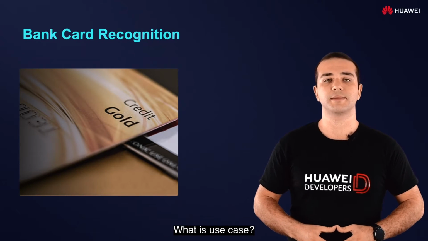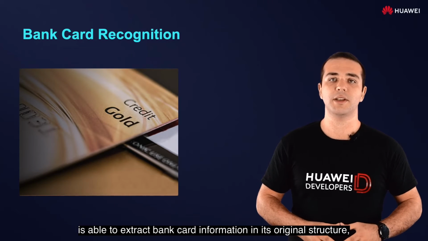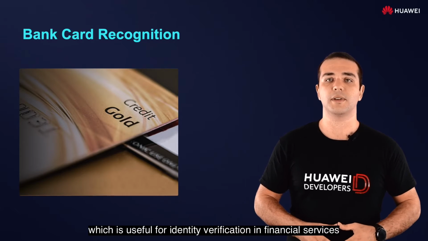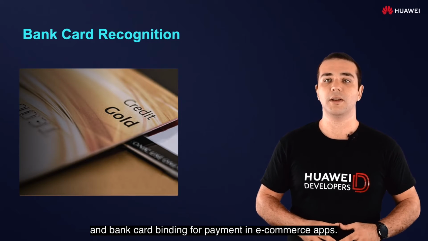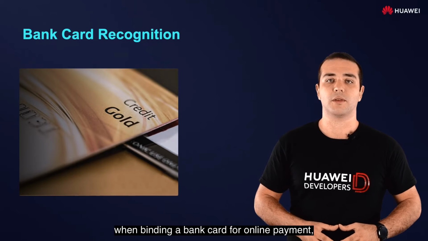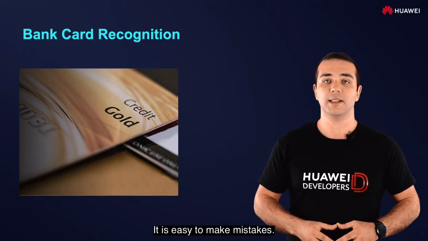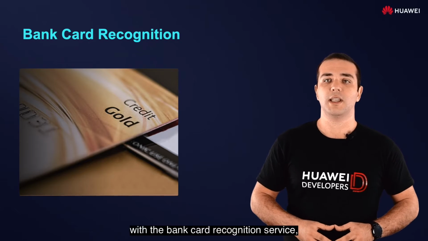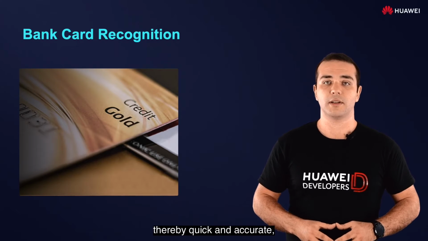What is the use case? The bank card recognition service is able to extract bank information in its original structure, which is useful for identity verification in financial services and bank card binding for payment in e-commerce apps. For example, in the past, when binding a bank card for online payment, users had to manually input their card numbers. It is easy to make mistakes. At present, with the bank card recognition service, inputting bank card numbers is automatic, thereby quick and accurate, greatly improving user experience.